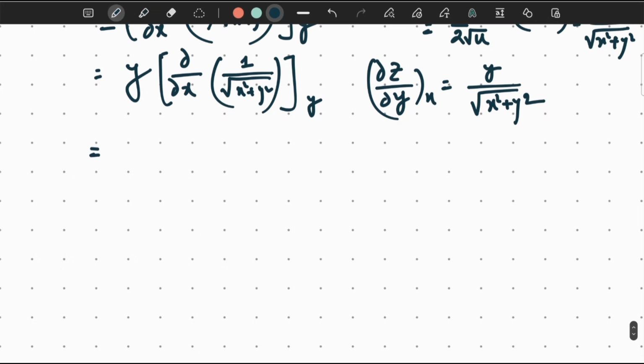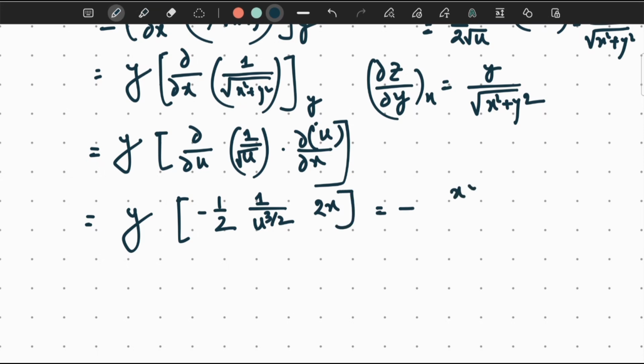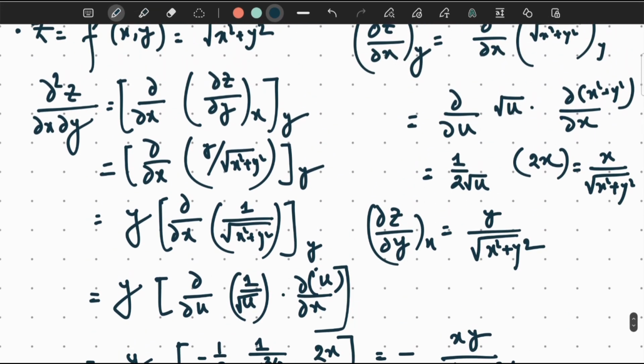So we have to do it again. So y, and again let's say this is v, it is del v of 1 by v and del v del x, and v is again x square plus y square, or it is actually u because we have already defined it as u, correct? So it will be now minus half and 1 by u to the power 3 by 2. Is it okay? And del y del u del x, so it is again 2x, so it is minus xy over u to the power 3 by 2, meaning x square plus y square to the power 3 by 2. So this is our d2z del x del y.